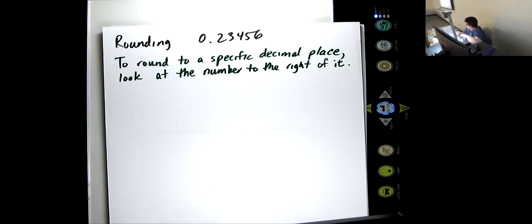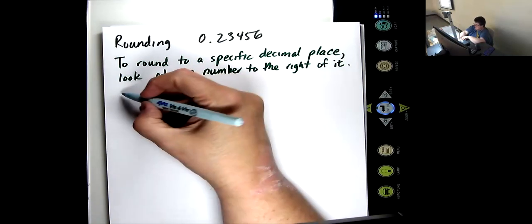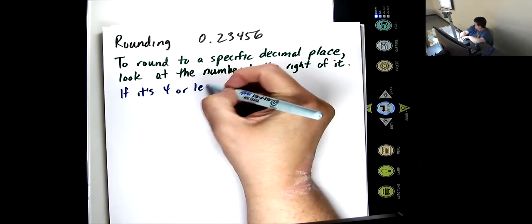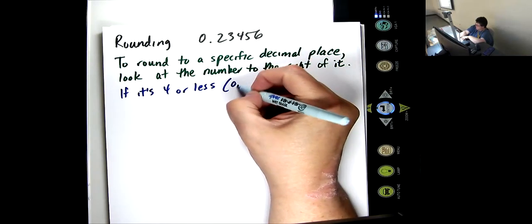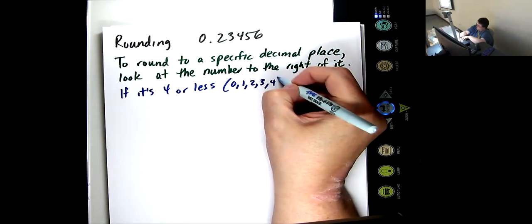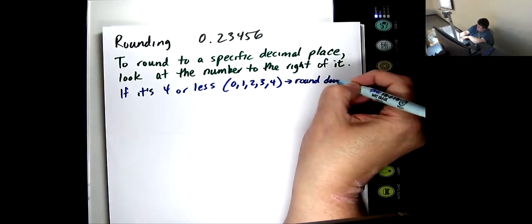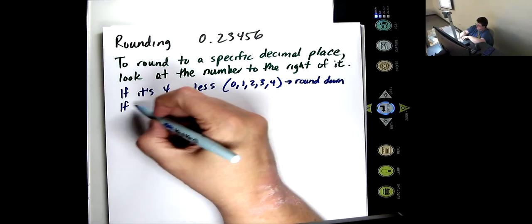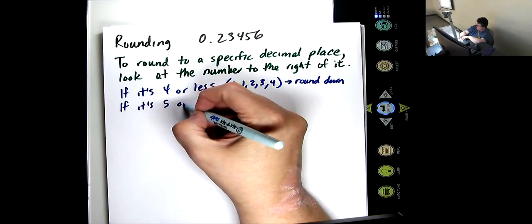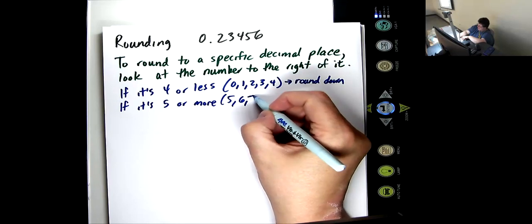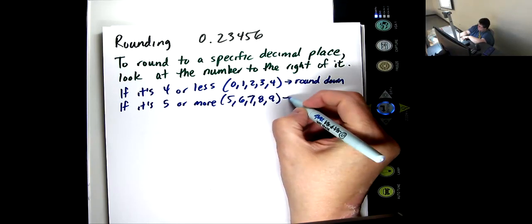All right, so now what we do from there is if the number to the right is 4 or less, like 0, 1, 2, 3, or 4, we are going to round down. If it's 5 or more, like 5, 6, 7, 8, or 9, we are going to round up.